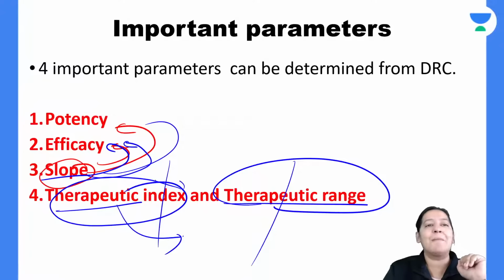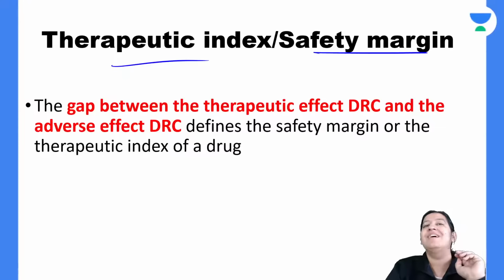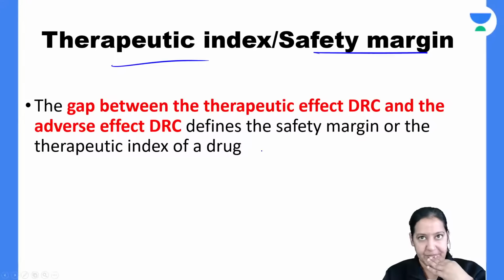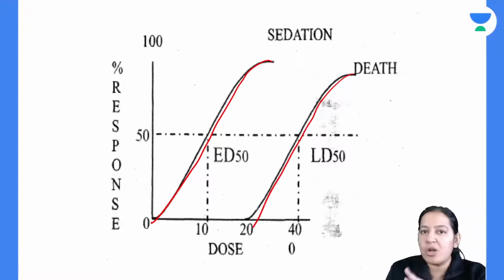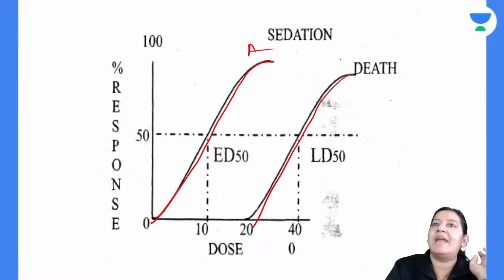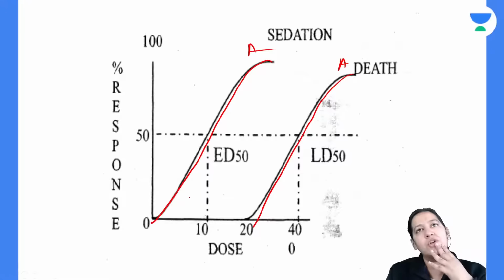So let me talk about therapeutic index. The other name of therapeutic index is safety margin. So therapeutic index is known as safety margin. Okay, listen. Can you see this is a graph? On the graph, can you see two DRC? This is first DRC and this is second DRC. These are not two separate drugs. This is the same drug A. You will say, ma'am, why then there are two DRC?